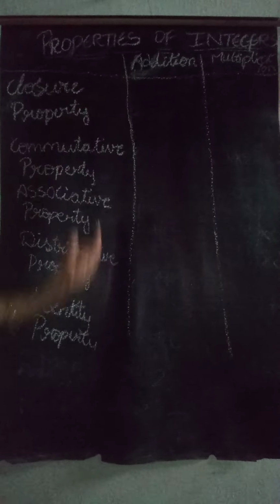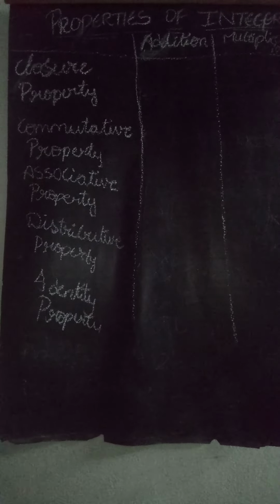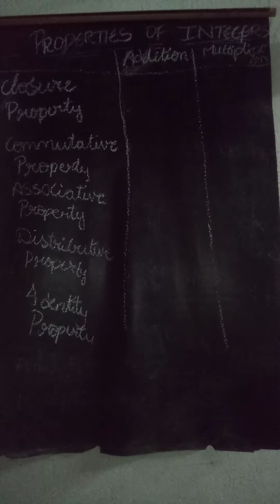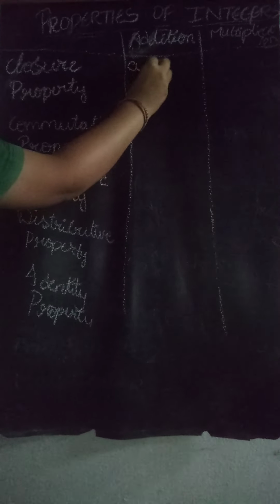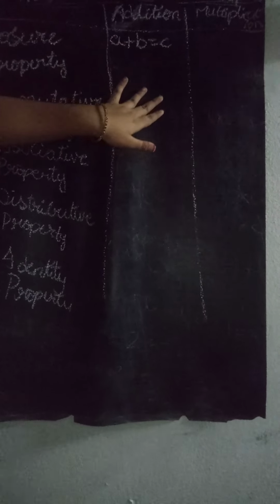First, knowing about closure property: these properties only work in addition and multiplication. They don't work in subtraction and division. Let us see how it is. For closure property, when we come to addition, the formula is A plus B is equal to C. That means when we add two numbers, we will get the answer. That is called closure property under addition.